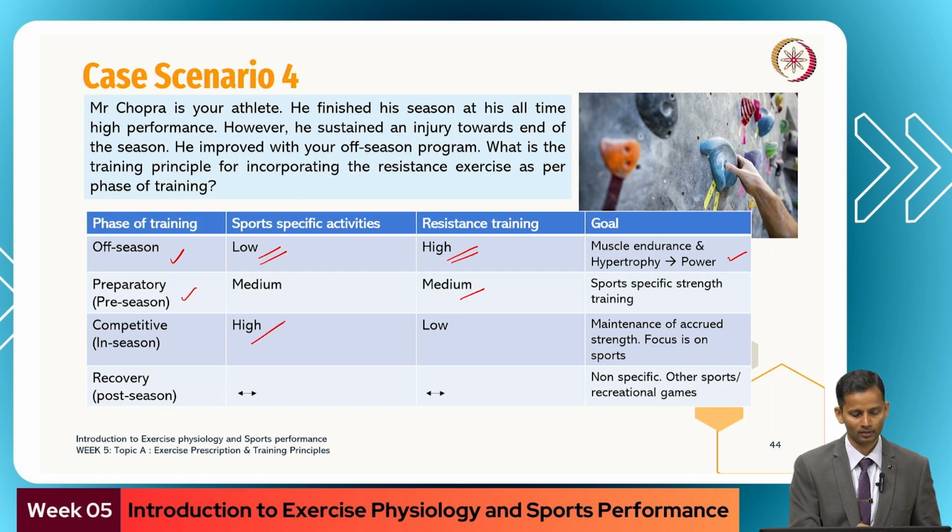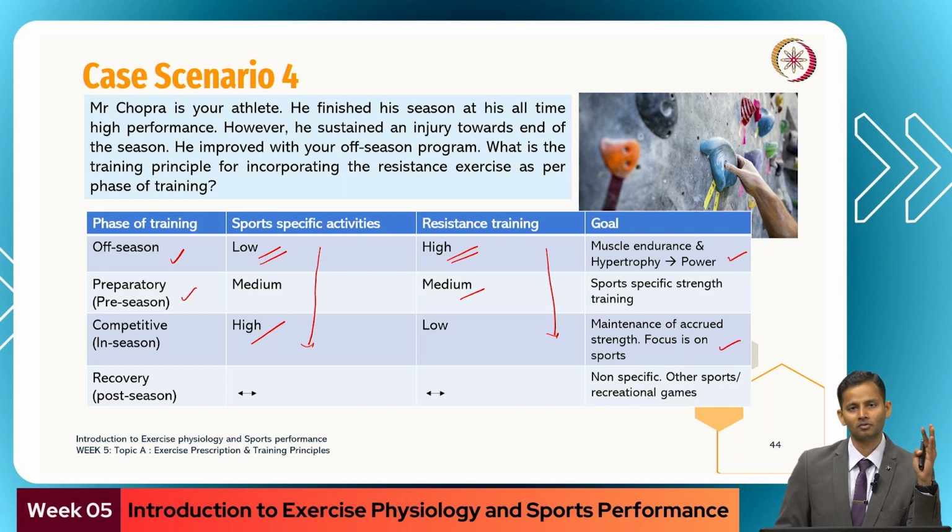So you have increased the sport specific activity, incorporated the principle of specificity, and over a period of increasing in the season, you have gradually increased the principle of progressive overload by increasing the sport specific intensity and reducing the volume. So the high resistance training which was there has come down as the season progressed. So you have focused more on the sport specific activities.